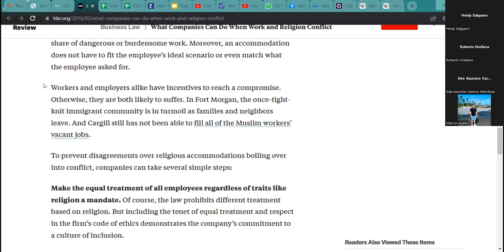Workers and employers alike have incentives to reach a compromise. Otherwise, they are both likely to suffer. In Fort Morgan, the Somali immigrant community is in turmoil as families and neighbors leave, and Cargill still has not been able to fill all of the missing workers. To prevent this disagreement over religious accommodation from boiling over into conflict, companies can take several simple steps.